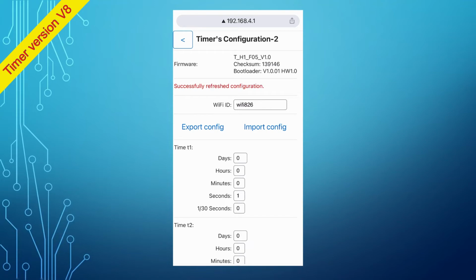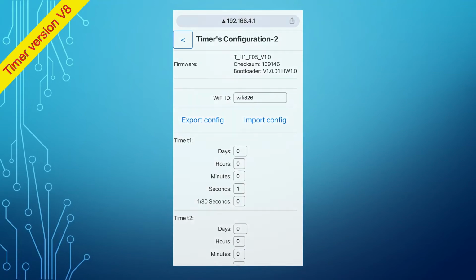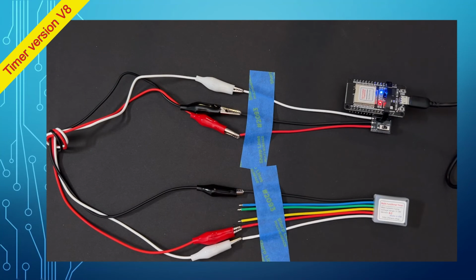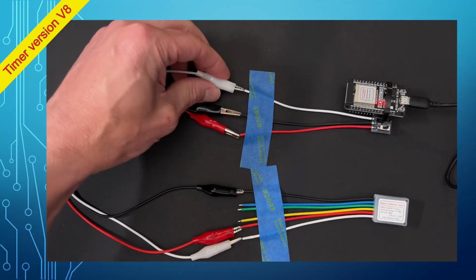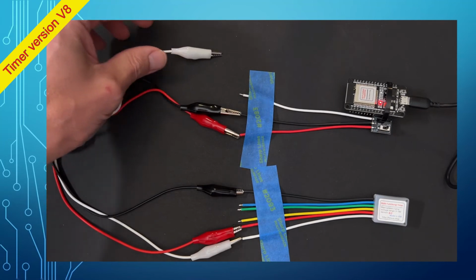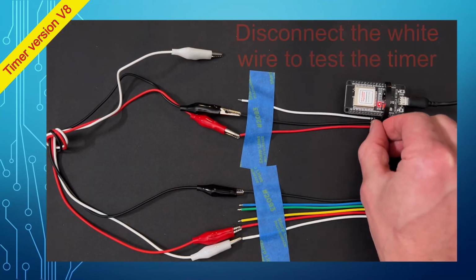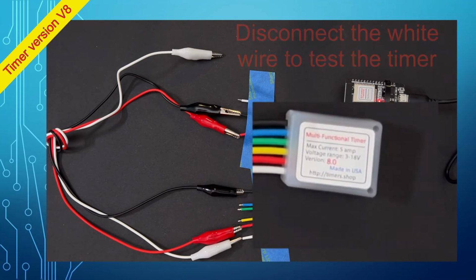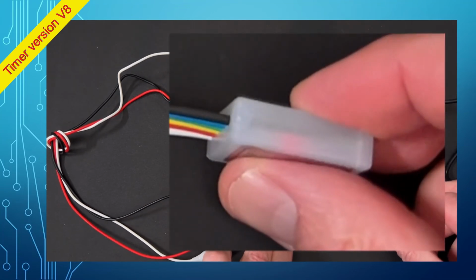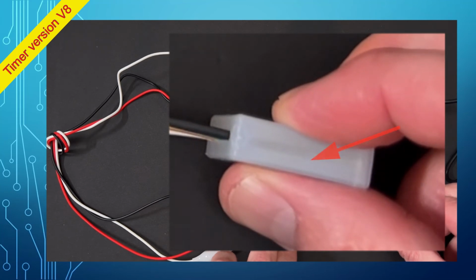Once the configuration is refreshed, we are ready to test the function. Slide the programmer's switch to the off position, disconnect the white wire from the timer and move the switch back to the on position, supplying power to the timer. If the white wire is left connected, the timer will go into programming mode and not execute the configured function. Now you should see the timer's LED cycling on and off.